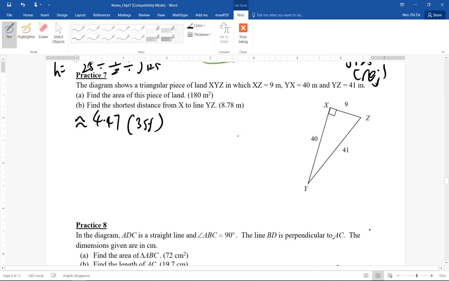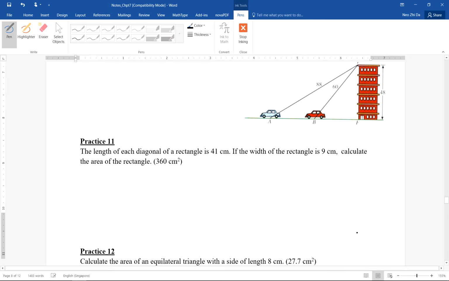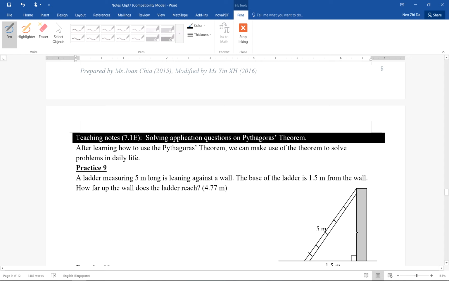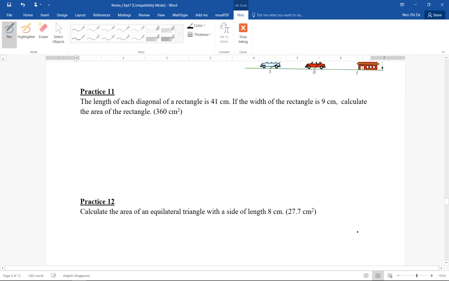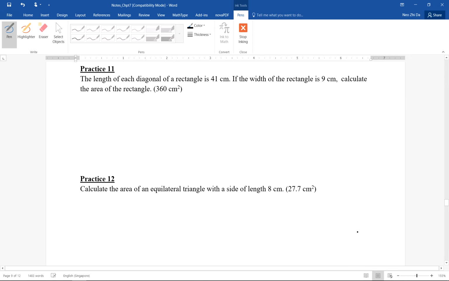For example, I can tell you the ladder question. A lot of students don't know. What about question 11 and 12? Question 11 and question 12, you must draw the diagram out to visualize.